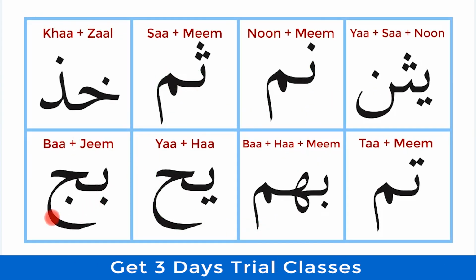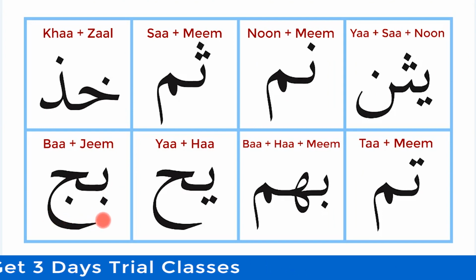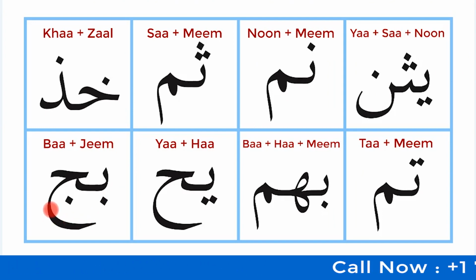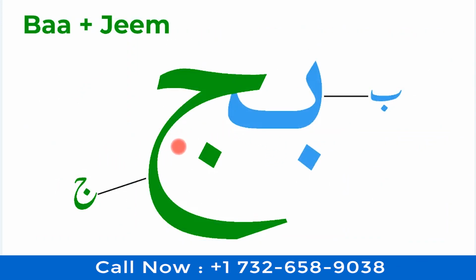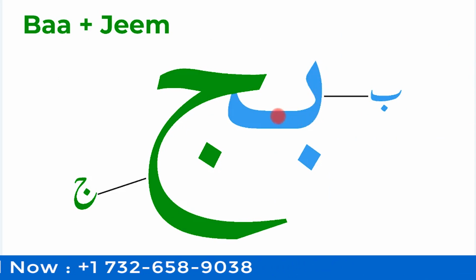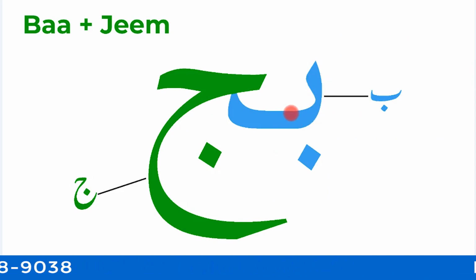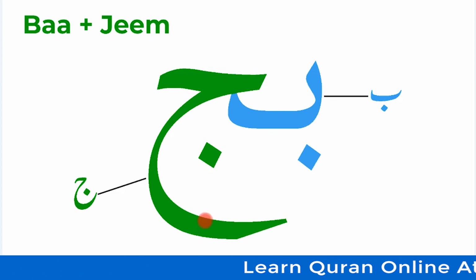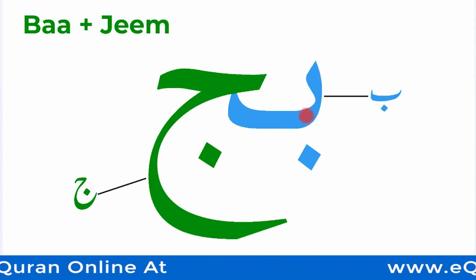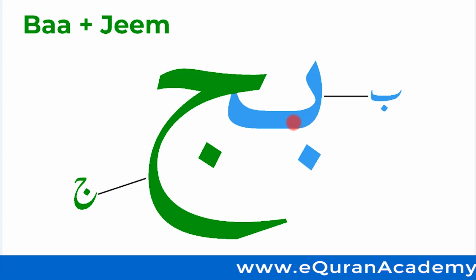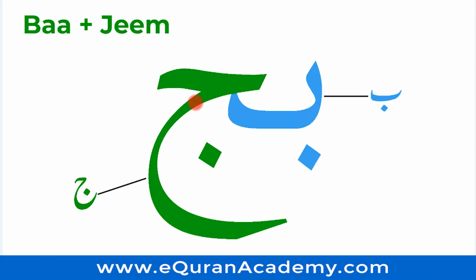Ba jim. This is single ba, but when we write Arabic, ba will write like this and jim will write like this. Jim has one dot in middle, ba has one dot below. Ba is blue, jim is green. Please read after me.